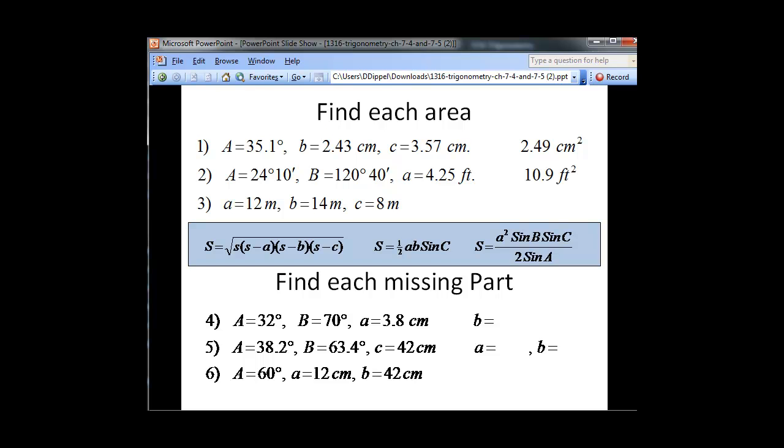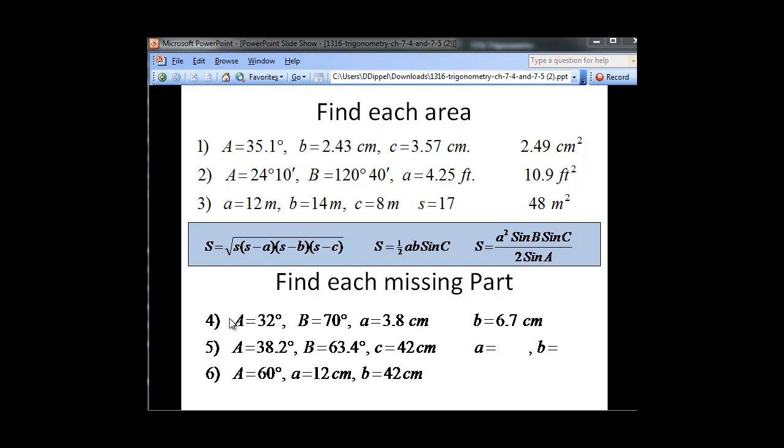Okay, number 3, we have three sides, so we have to figure out what is S. S is the sum, 12 plus 14 plus 8 divided by 2. And I came up with 17. And then you take the square root of 17, 17 minus 12, 17 minus 14, and 17 minus 8. And again, S, I came up with 17, and my area, I came up with 48.